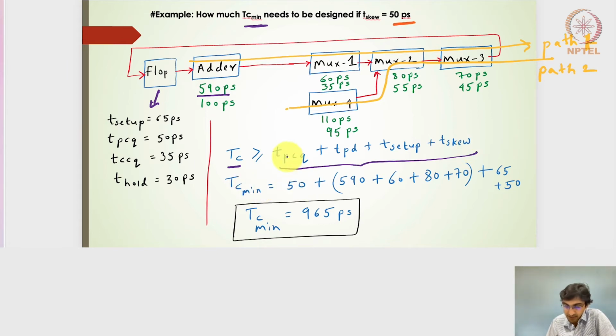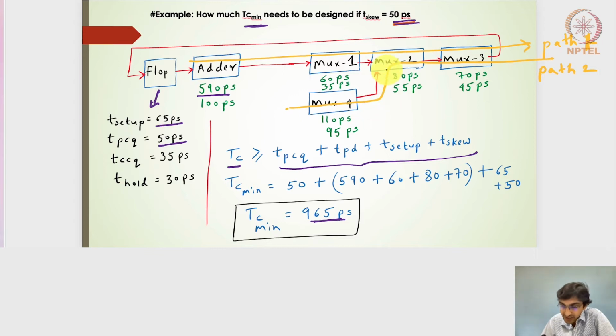So the TC minimum is nothing but TPCQ. I can take it from here, which is 50 picoseconds. And then the TPD will be 590 plus 60 plus 80 plus 70. It turns out to be 590 plus 210, which is 800 picoseconds. And the T setup is 65 picoseconds, and then the T skew is 50 picoseconds. So I'll write this. So this 800 plus 50 is 850, plus 50 is 900, plus 65 is 965. So the minimum clock time period, considering the clock skew, is 965 picoseconds. Right, and I've not introduced path 2 here.